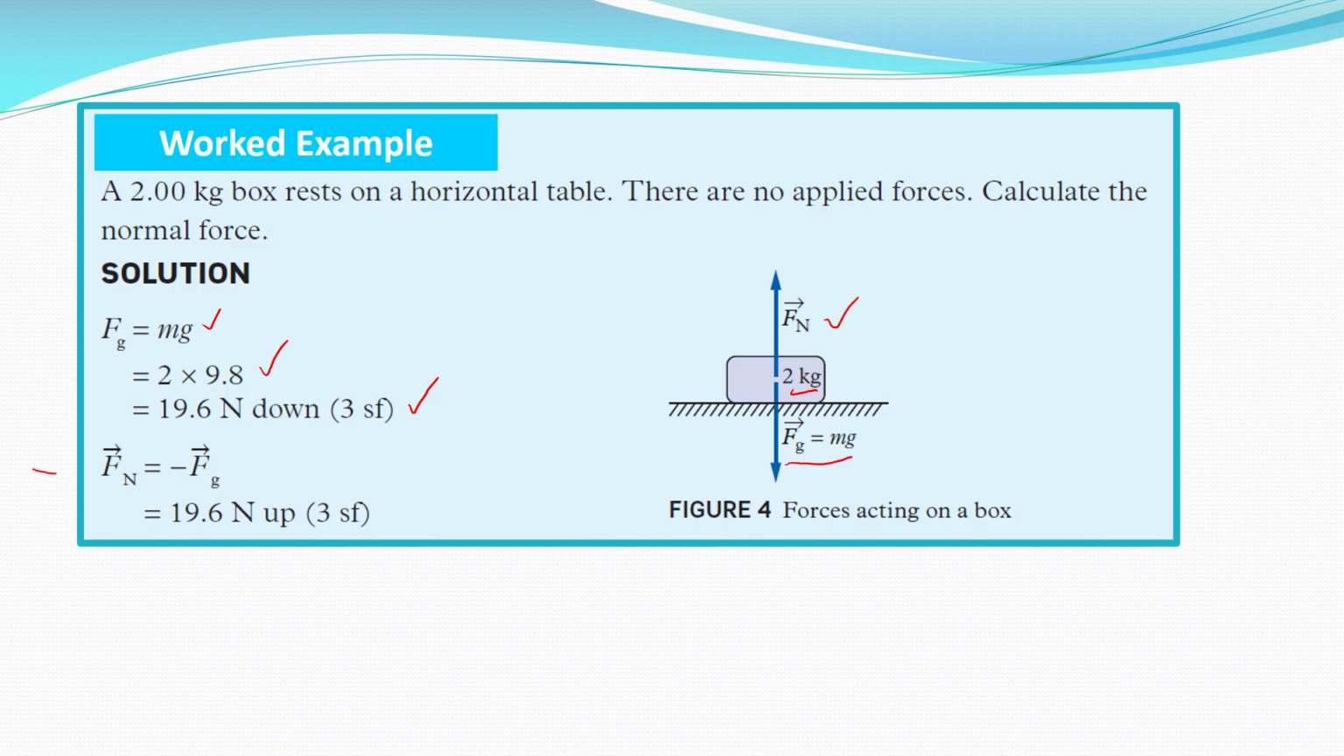Now, notice the terminology here. The normal force and the force of gravity are opposite in sign, as in one's positive and one's negative, because one's up and one's down. That's okay, just be aware of that one, but it's still the same number.